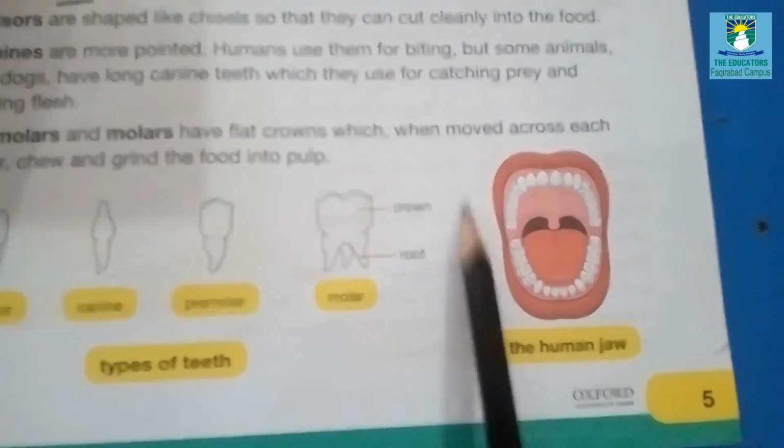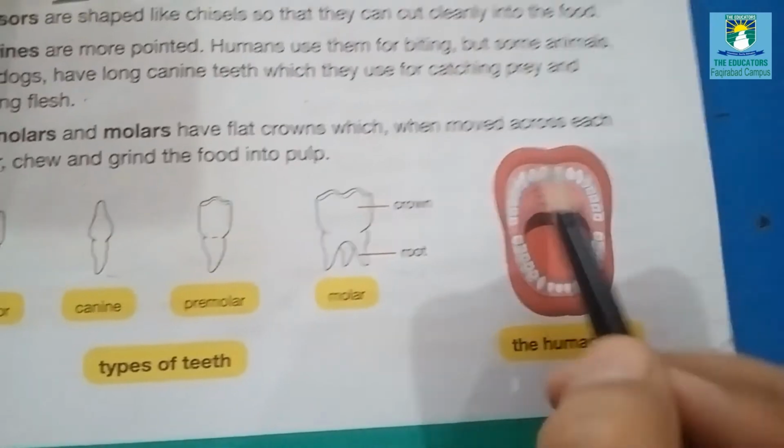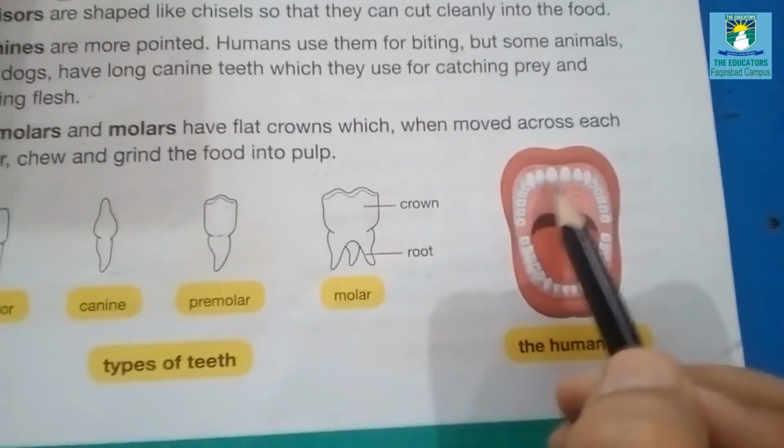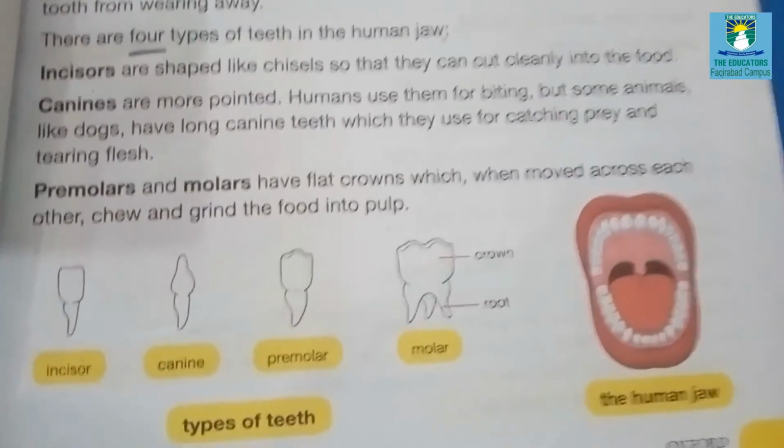This is the full structure of the human jaw. This part is known as the jaw. This is a tooth. It's enough for today.